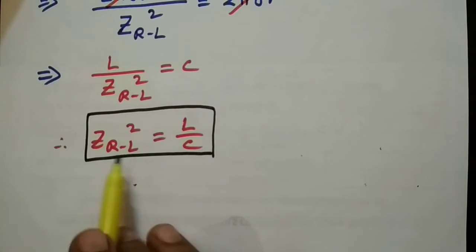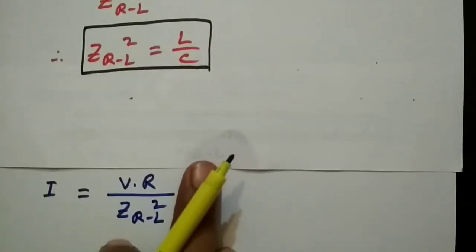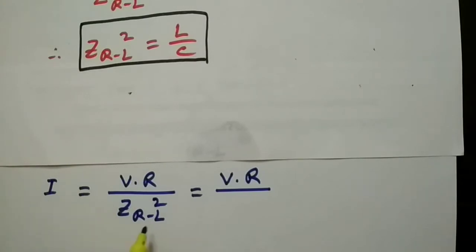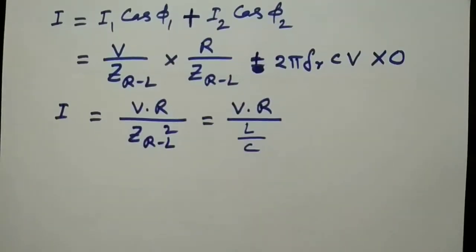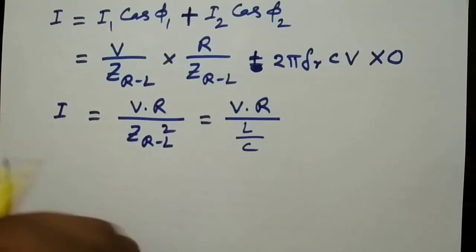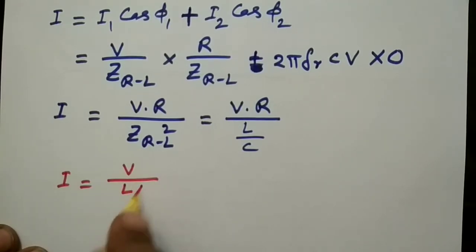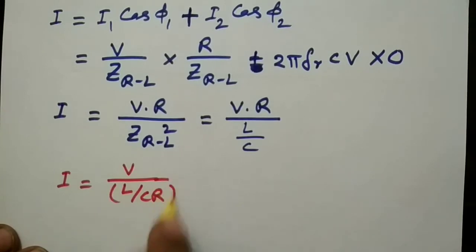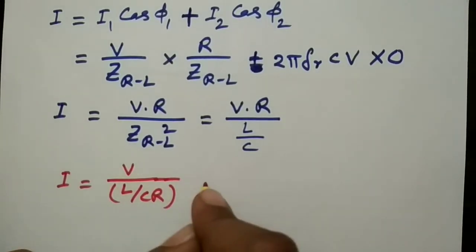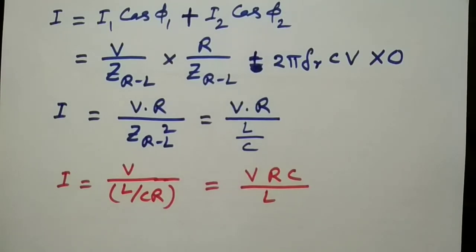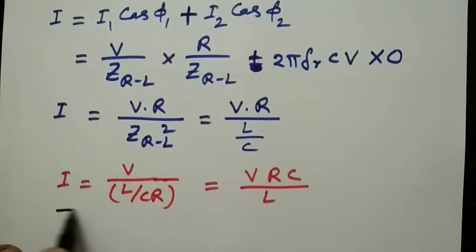We have already calculated the value of ZRL square, that is ZRL square equal to L upon C. So in this expression we can write V into R, and instead of ZRL square we can write L upon C. So finally the current can be written as V upon L by C into R, or it can also be written as V R C by L. But basically we consider this formula only.